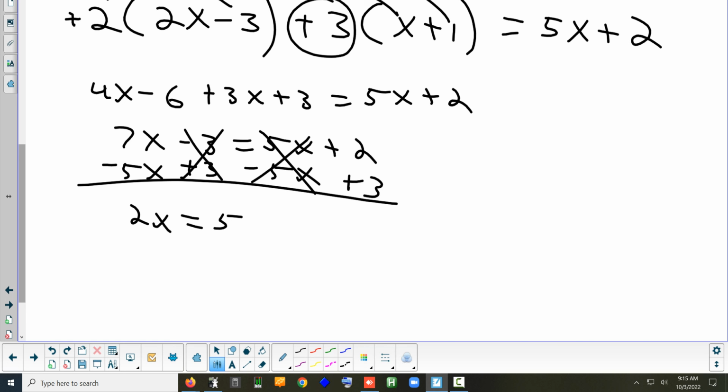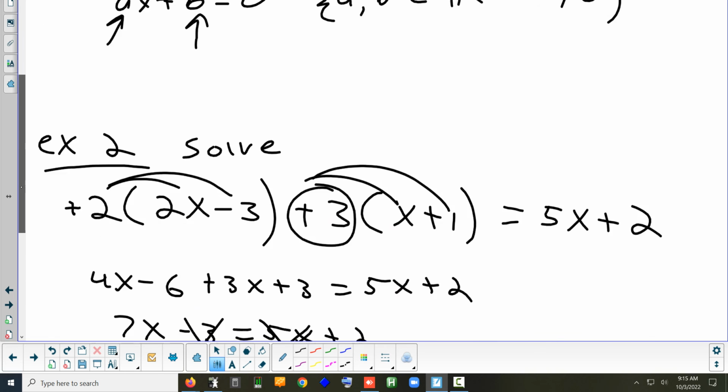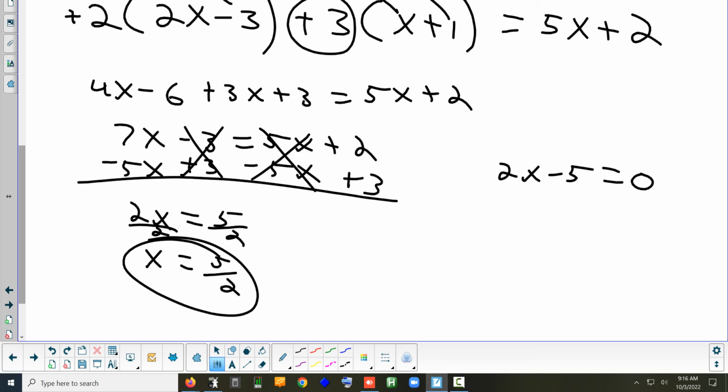And now we can see that it does fit this pattern: ax plus b equals 0. I could do this if I wanted to. Hey, I don't want to do that, but I could. So it is linear. And Anthony, what would my last step be to get x by itself? Divide 2 on both sides. Yep. Divide both sides by 2. And we get x equals 5 halves.